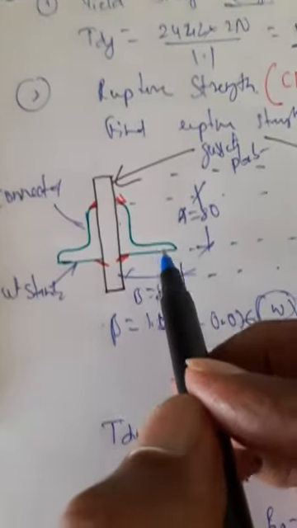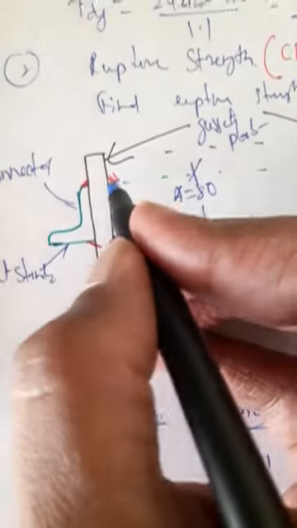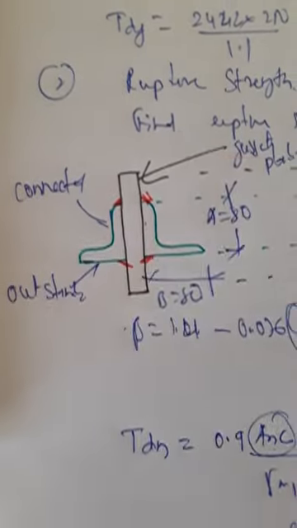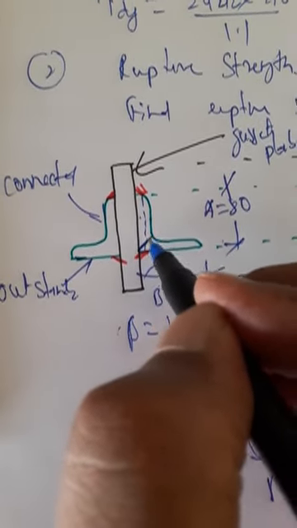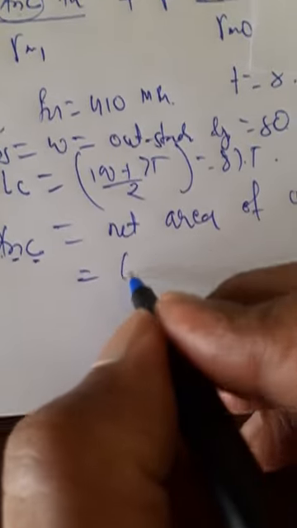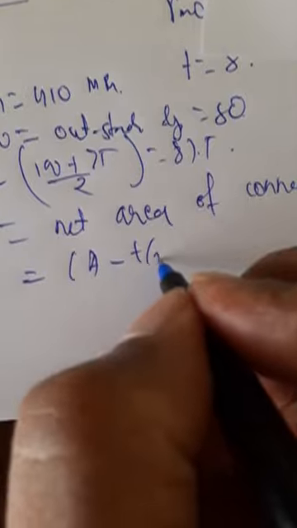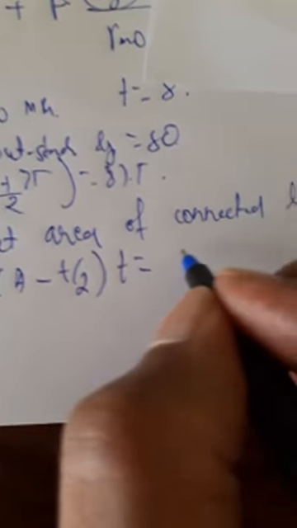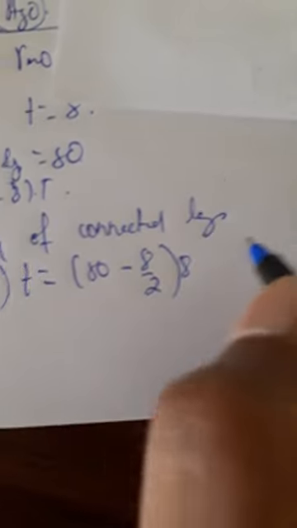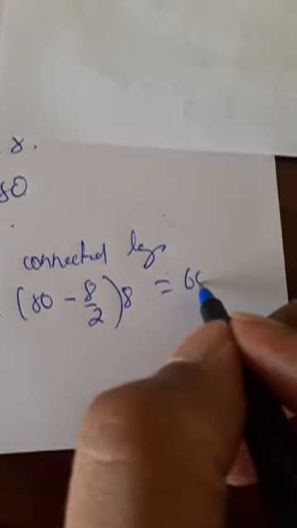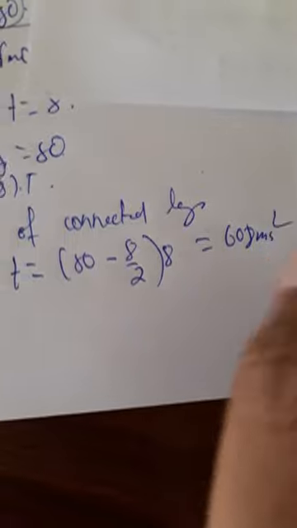Connected leg is this one, A. I have to calculate along this center dotted line. So my length is till here, so minus T by 2. So this is equal to A minus T by 2 into T. So A is 80 minus T is 8 by 2 into 8. So I have the answer 608 mm square.